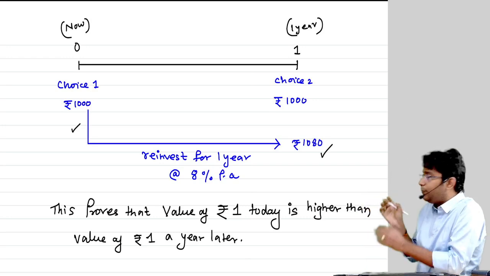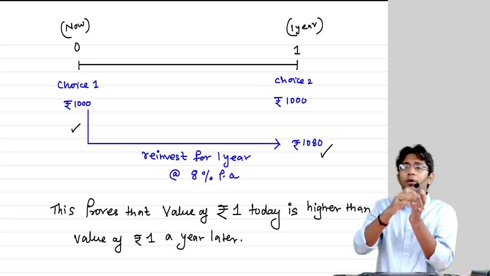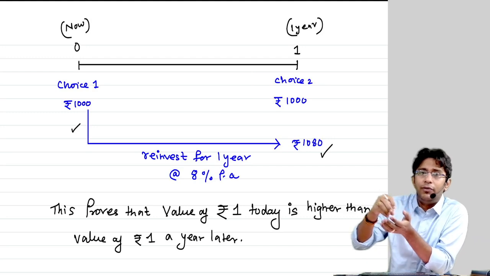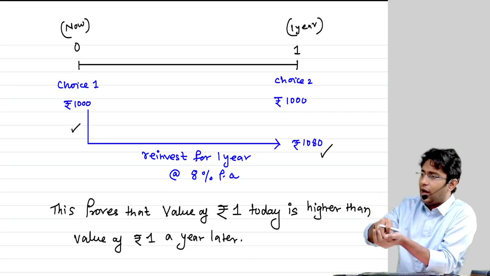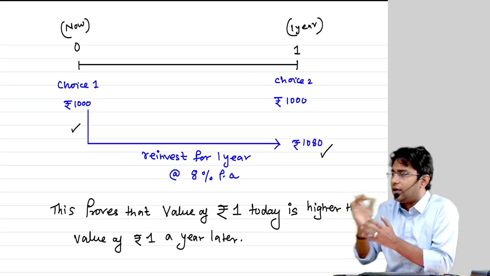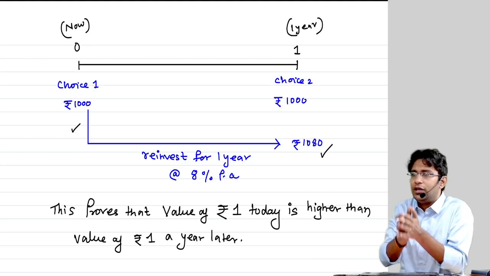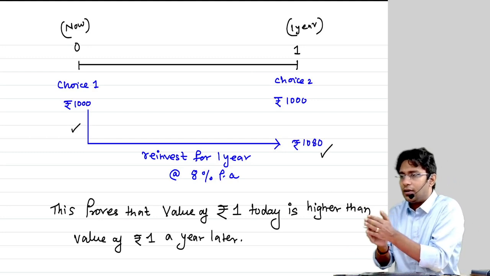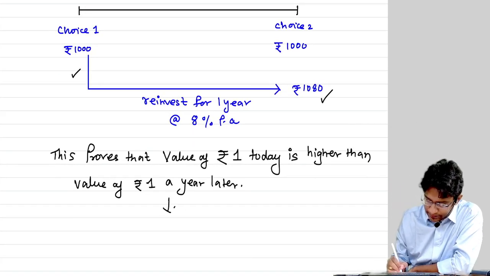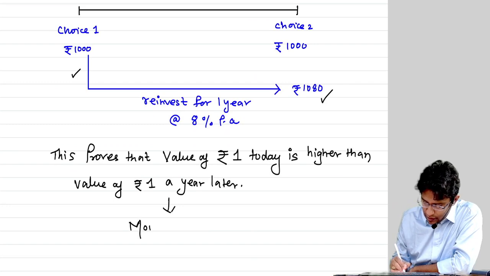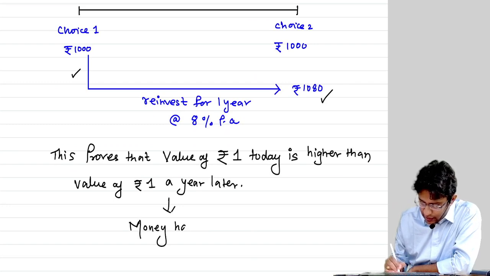Likewise, 1 rupee if you receive today, you can invest somewhere. That somewhere will give you some income. The investment plus the income put together will be higher than 1000 rupees a year later. So definitely 1000 rupees today is better than 1000 rupees a year later. Is the clarity there? Now from this what we are proving is money has a time value.